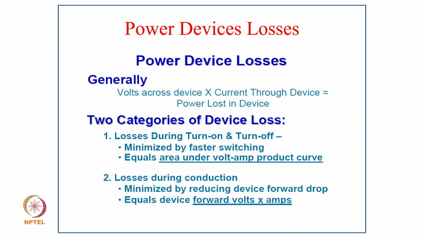Now coming to power device losses. Power device loss is the voltage across the device times the current through the device. There are two categories of device loss. The first is losses during turn on and turn off, which we already discussed earlier. To minimize these losses, we must have faster switching, which reduces the area under the voltage-ampere product curve. The second is losses during conduction, which are minimized by reducing the device forward drop, and equal the forward voltage times the current through it.